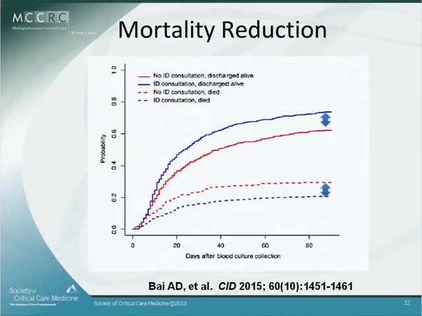And when you look at the outcome of it, now the solid blue line is ID consultation discharged alive. And this is days after the blood culture was collected. Not positive, but after collected. So there's an improvement in outcome with ID consultation. And of course, fewer people, if they've had ID consultation, then die. That's the dashed line, so they're mirror images of one another. So there's value in engaging the consultant.